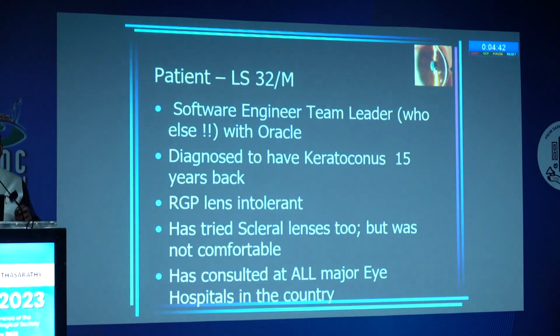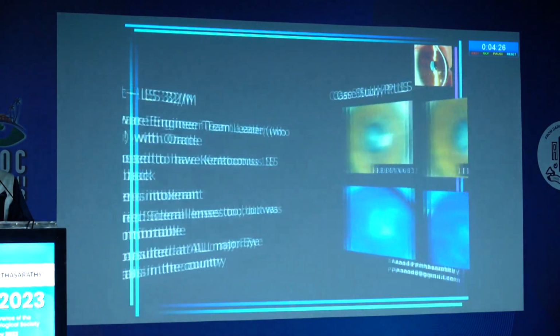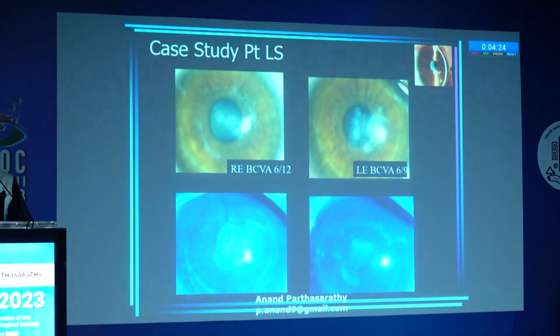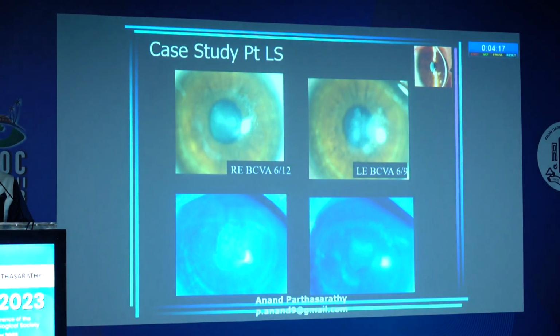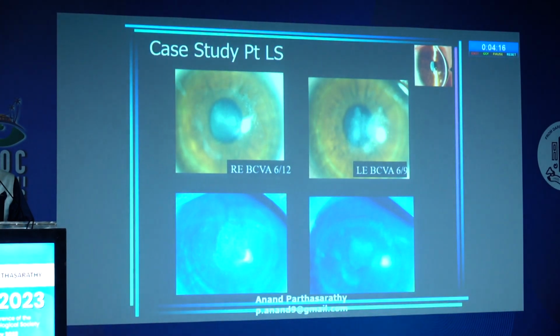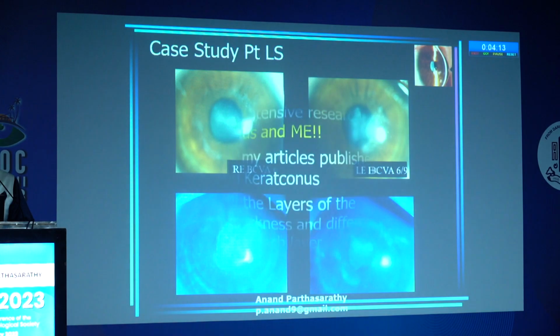I'll start with one of my patients, a software engineer with Oracle. I work in Chennai, so not surprising. Diagnosed to have keratoconus about 15 years back. He's RGP intolerant. He's tried scleral lenses too, but was not comfortable. He's consulted all major eye hospitals in the country, and he presents with these kind of corneas with very significant central scarring, and that does occur when you're wearing contact lenses 10 to 20 hours a day for almost 10 plus years. So very significant central scarring.